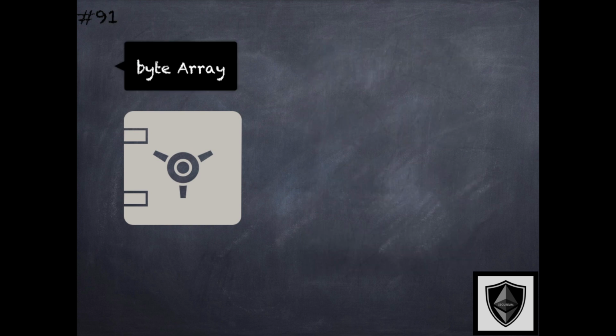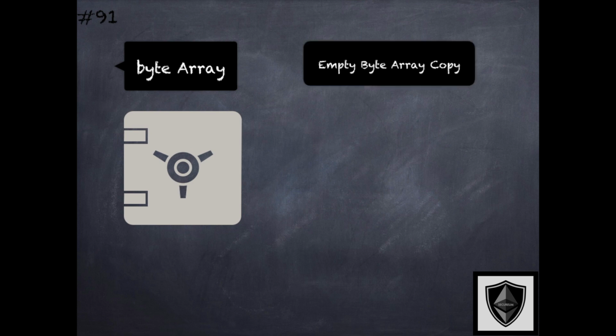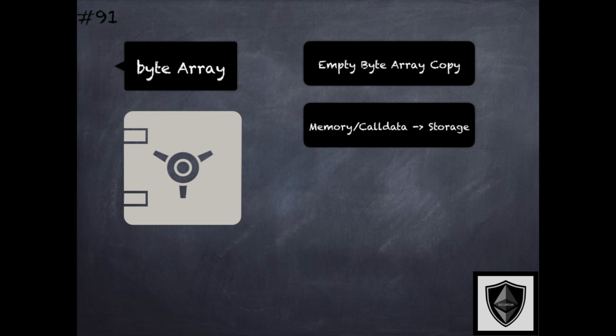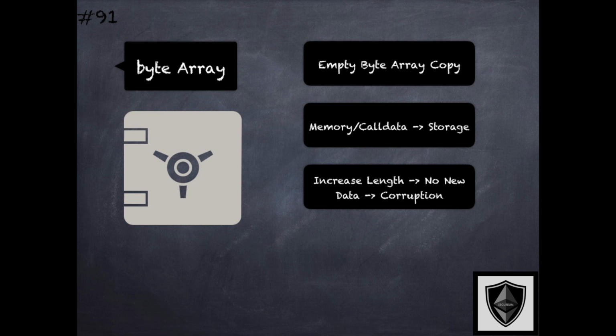There was a compiler bug specifically related to byte arrays and copying empty byte arrays. When byte arrays from memory or calldata that were empty were copied to storage, they could result in data corruption, but only if the target array's length was subsequently increased, but without storing new data in it. Notice how specific the conditions are for this bug to be triggered.